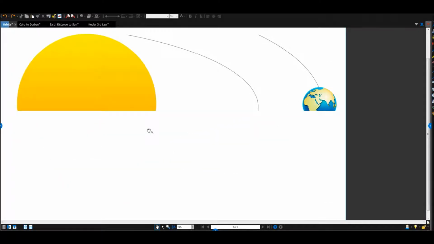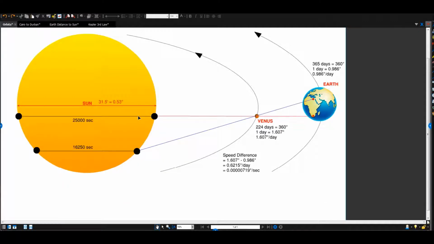What we also know is that when you measure the angle, the size of the sun in the sky, it measures at 0.53 degrees, or whatever, 31.5 minutes, right? So 0.53 degrees is the size of the sun as it appears from Earth. So this is all very useful for us.